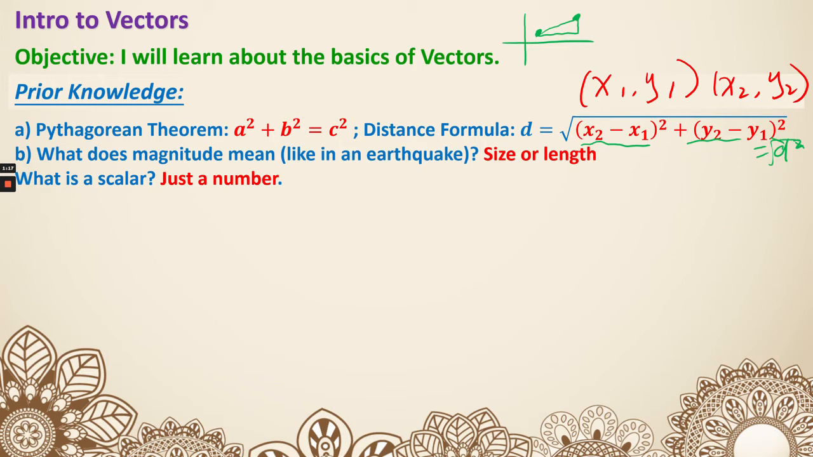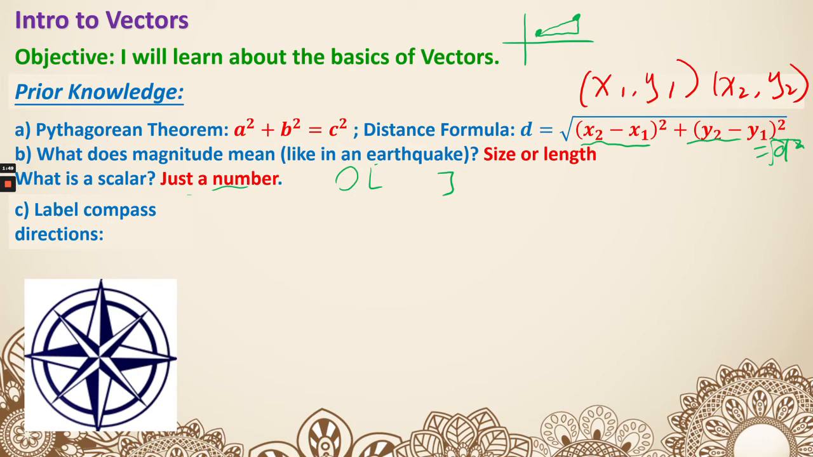For b, what does magnitude mean? If you remember 2 years ago, we had an earthquake. If you listen to the news, it would say an earthquake with a magnitude of say 5.2, 5.3. So magnitude basically means size or the level of something. Here in math, it represents size or length. Next, scalar. We have learned about that word in the last unit, scalar multiplication for a matrix. It would just mean a matrix times a number. So scalar would just mean a number.